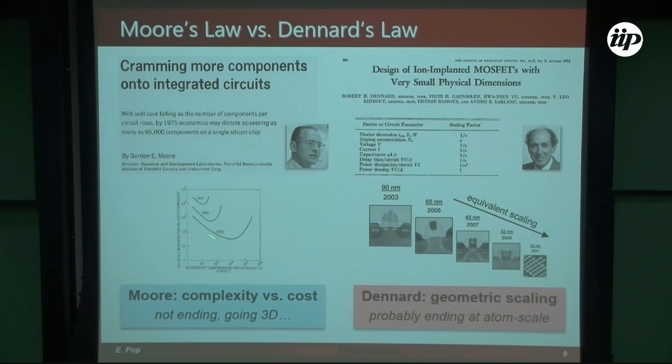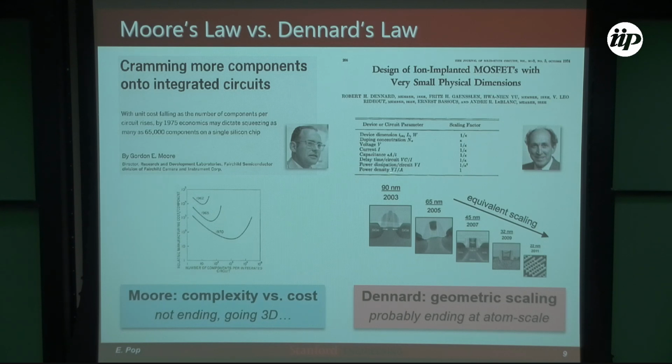But anyway, summarizing this for you, Moore said basically electronics will be about complexity and cost. That's what's going to drive electronics. He never said anything about transistors being smaller. He said complexity and cost. Complexity, of course, can mean smaller transistors, fine, because smaller transistors means I can make more complex things. But I'm going to argue over the next 15, 20 minutes, maybe 15, 30 minutes, that this is not ending at all. It's actually going 3D, which means more complexity, but building it up vertically.